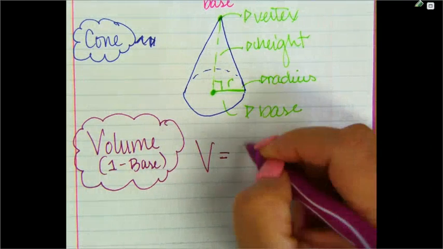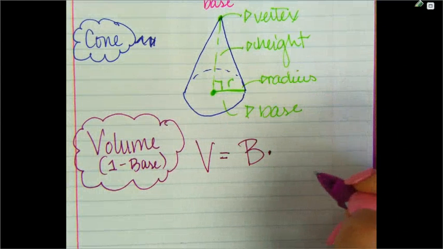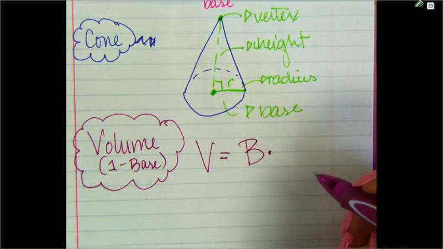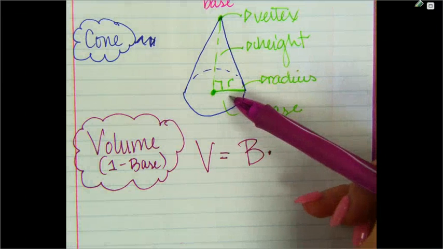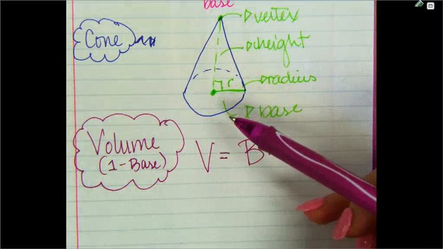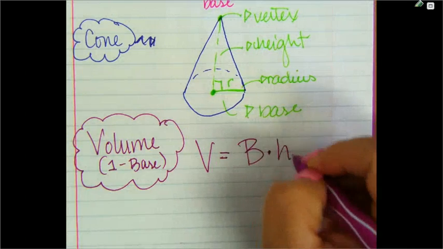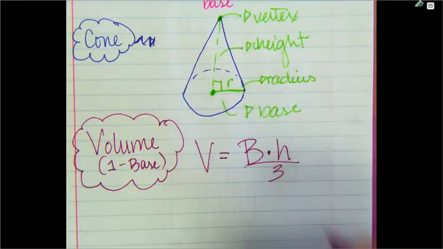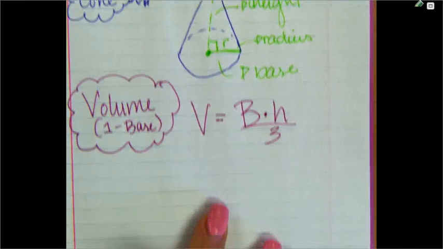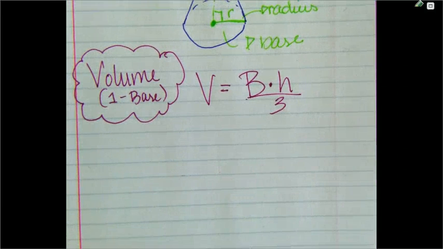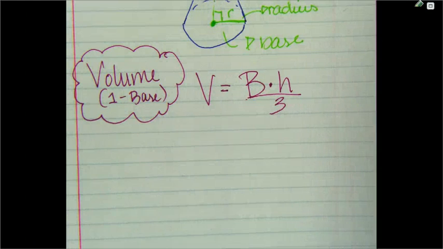So volume equals big B. What does big B represent? Area of the base. We can't say base times height because now we have a what? We have a circle. So it's not base times height. Area of the base times the height, divided by 3. Why divide by 3? Why don't we divide the other one by 3? What do you think happens with this and this?